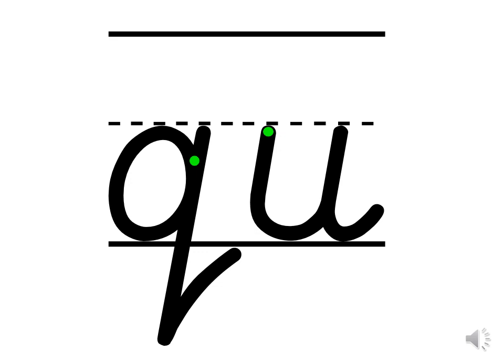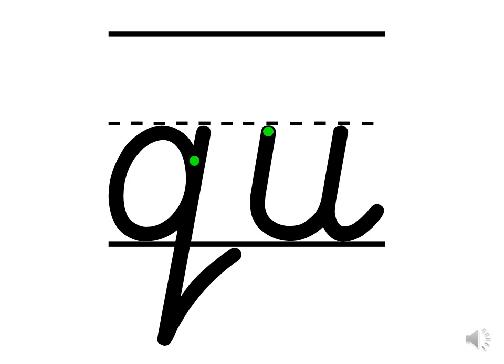Excellent. Now let's try that ladder letter U. Starting at the top, we're going to go down and up, down and flick. Wonderful. Can you pick up your pencil now and have a go at writing qu on your piece of paper? Follow my instruction.